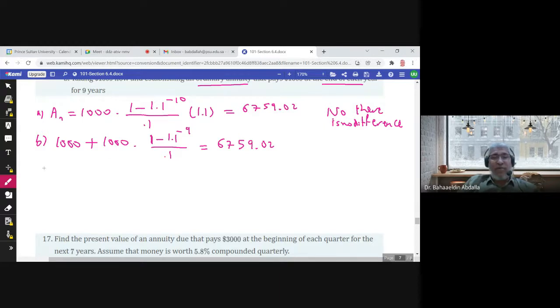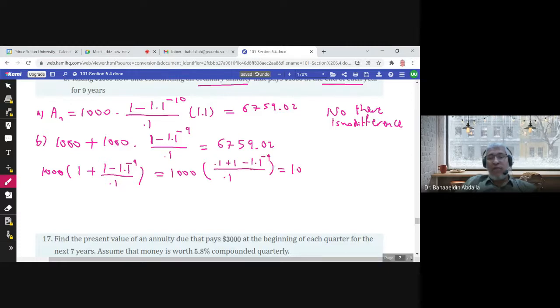So if you take 1000 as a common factor in part B, you'll have 1 plus (1 minus 1.1 to the power negative 9) over 0.1. And if you add these two fractions, you will have 1 times 0.1 is 0.1 plus 1, okay? And 1 plus 0.1 is 1.1 minus 1.1 to the power negative 9 over 0.1.